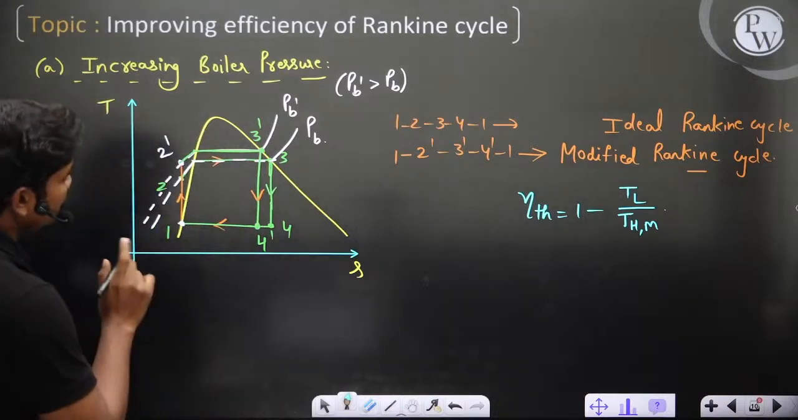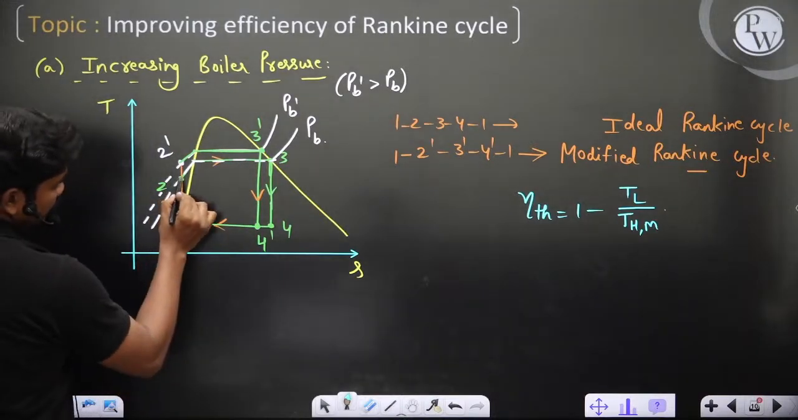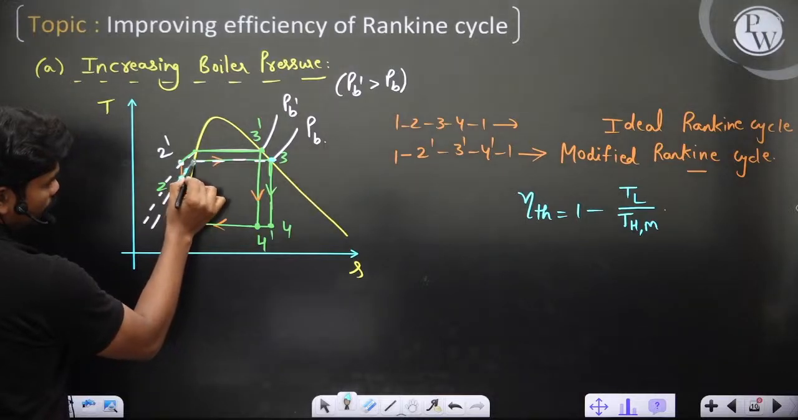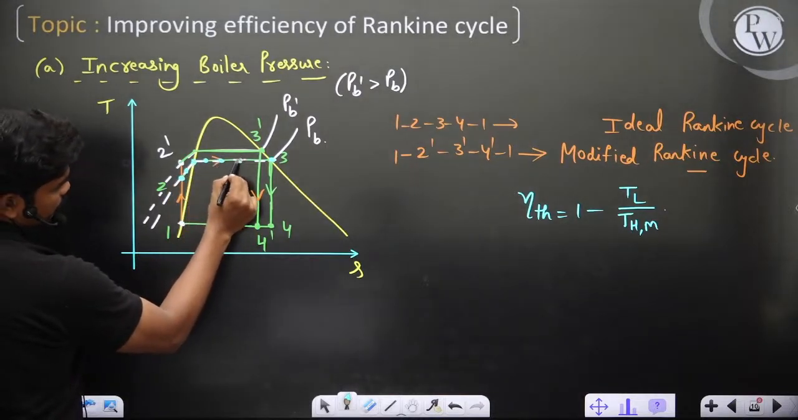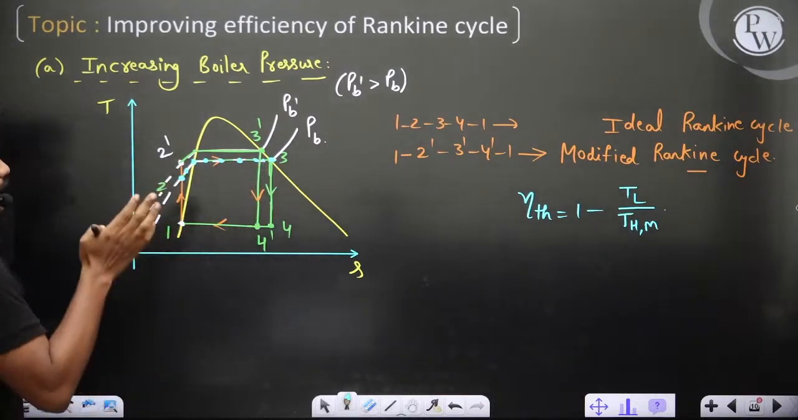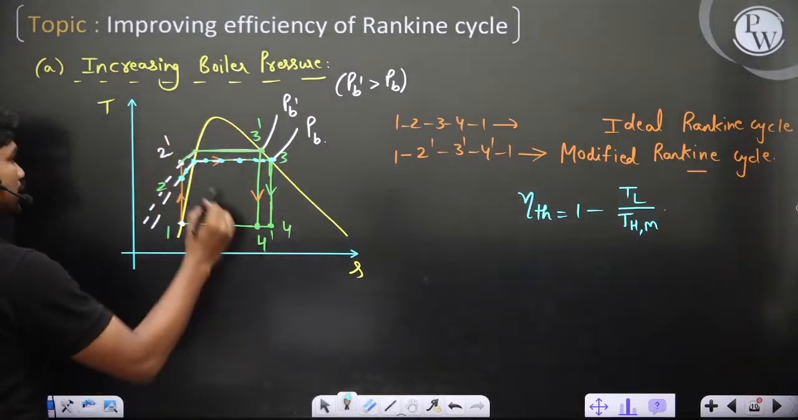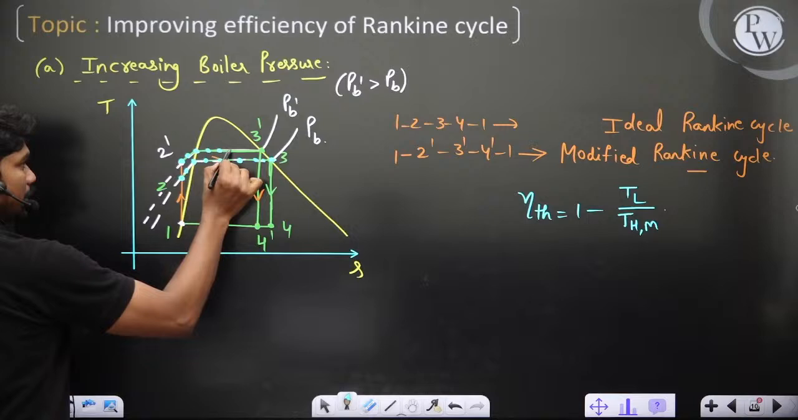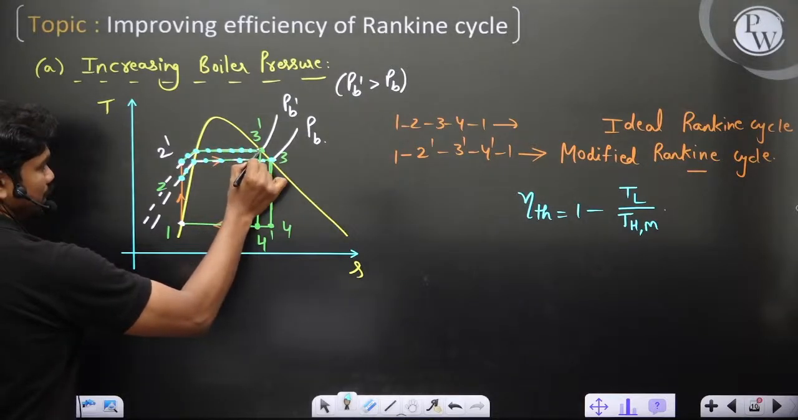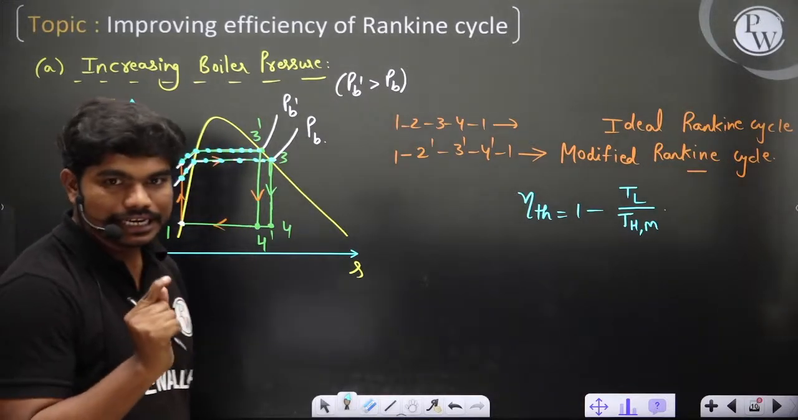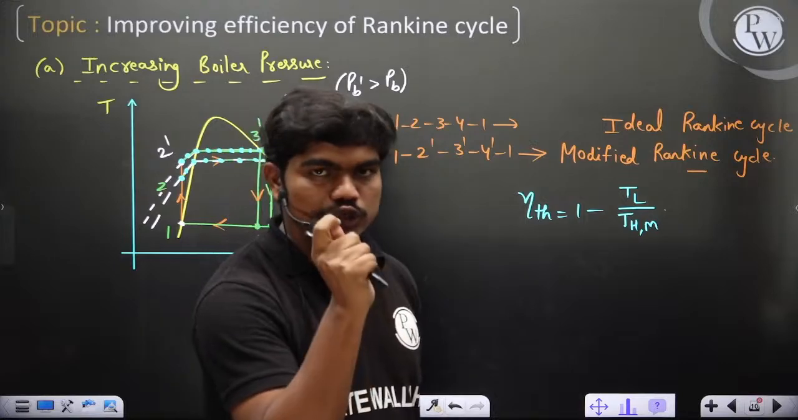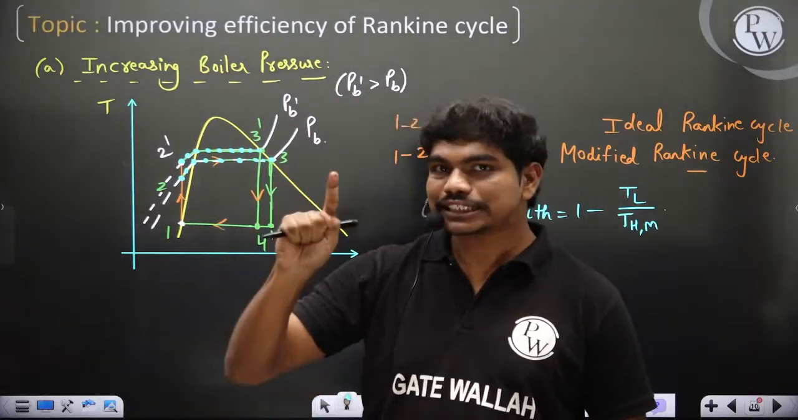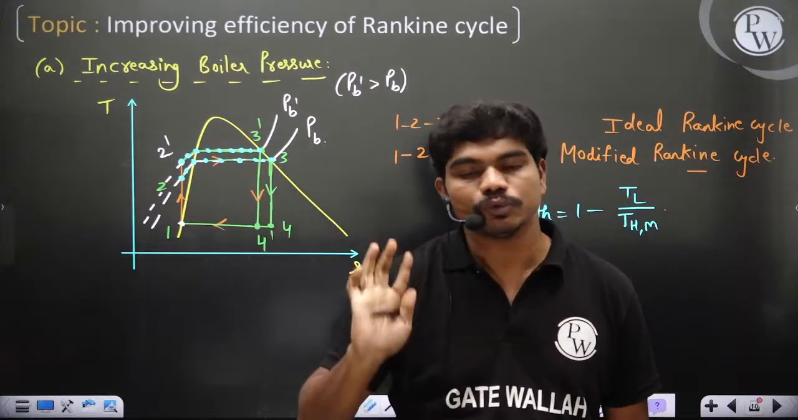Then observe carefully guys, in this process 2 to 3, heat is supplied along all these points, correct? In case of 2 dash 3 dash, what's happening? You are supplying heat at all these points actually. Means if you see, the heat addition in the process 2 dash to 3 dash is happening at a higher temperature as compared to the process 2 to 3. Yes or no? Clear?